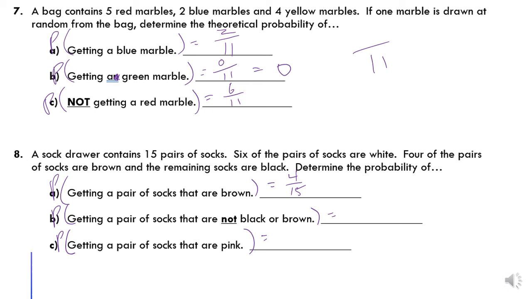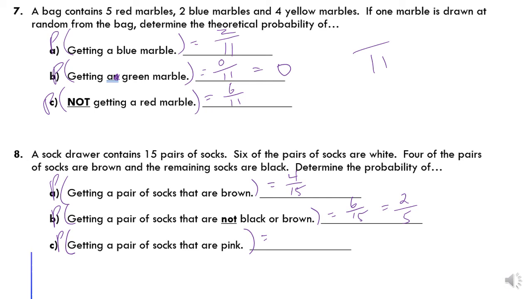Getting a pair of socks that are not black or brown. If they're not black or brown, that means they're white. How many of the pairs of socks are white? It says 6 out of 15. And if we leave it as a fraction, reduce it, 2 out of 5.